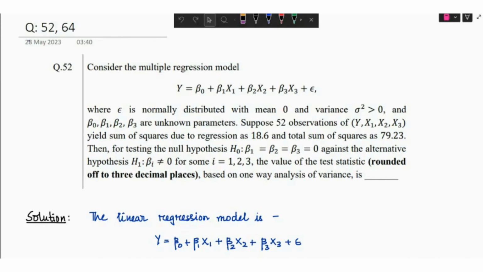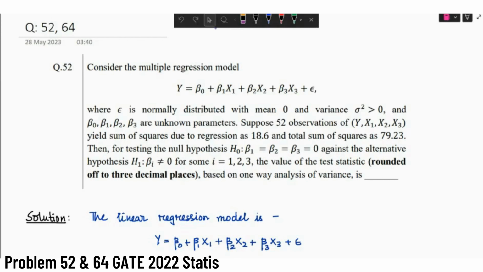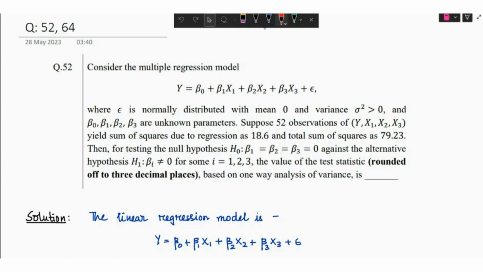Today we are going to solve question number 52 and 64 of the GATE 2022 statistics paper. Let us first consider problem 52.